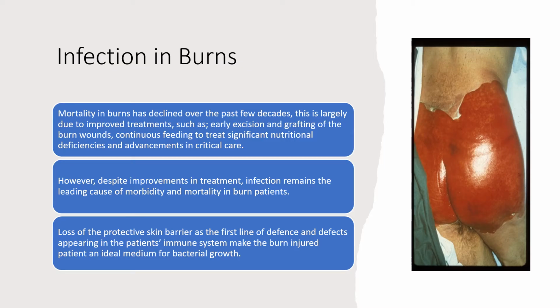Whilst the mortality in burns has declined over the past few decades, this is largely due to improved treatments such as early excision and grafting of the burn wounds, continuous feeding to treat significant nutritional deficiencies and advancements in critical care. However, despite improvements in treatment, infection remains the leading cause of morbidity and mortality in large burn area surface patients. Loss of the protective skin barrier as the first line of defence and defects appearing in the patient's immune system make the burn-injured patient an ideal medium for bacterial growth.